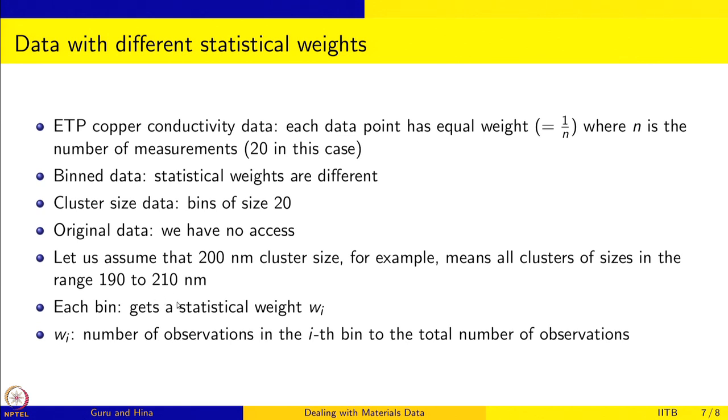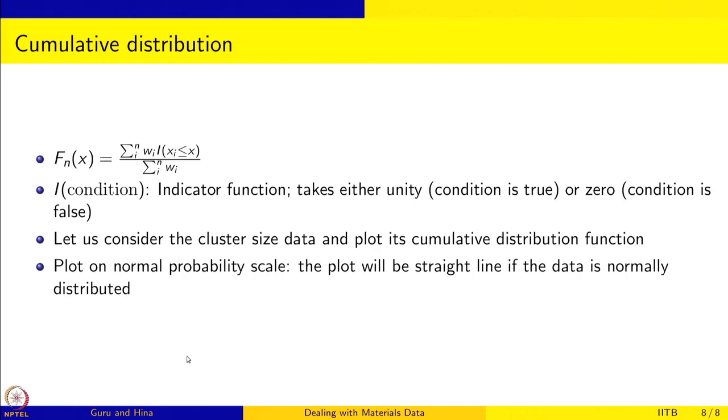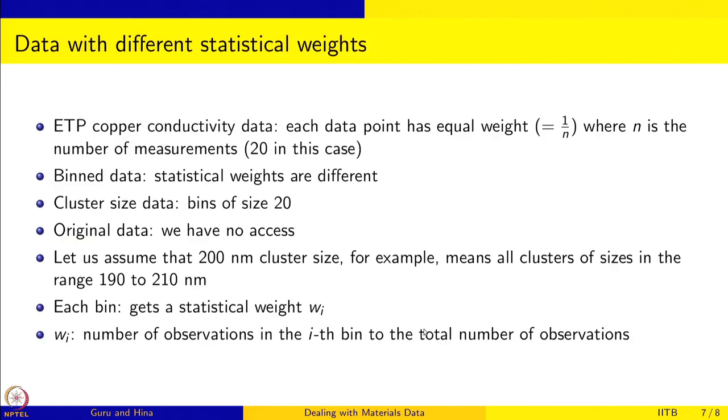So, we need to give a statistical weight Wi to each of the bins. And Wi is nothing but the frequency in that bin divided by the total number of observations. So, Wi is the number of observations in the ith bin to the total number of observations. So, this is the way to give different statistical weights, and it becomes important in such bin data.